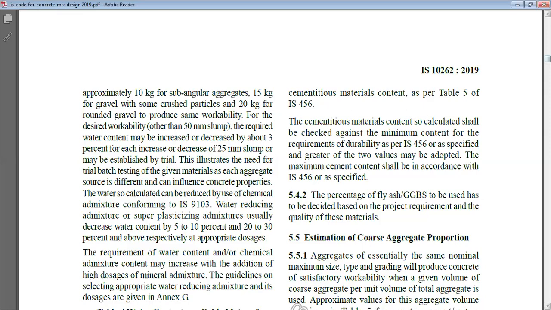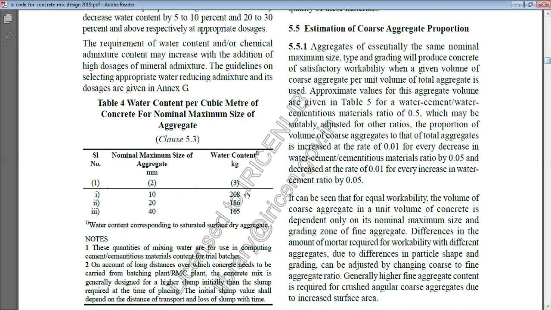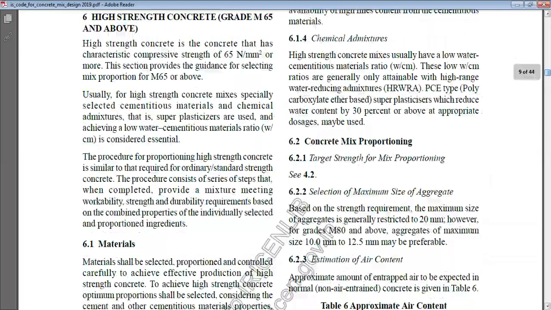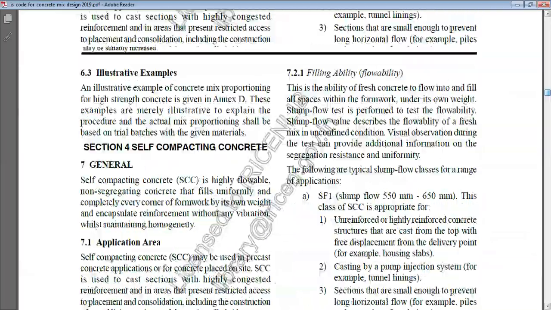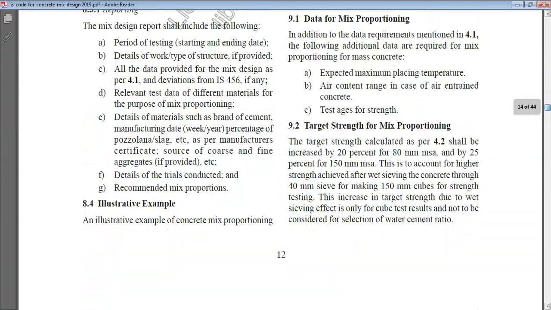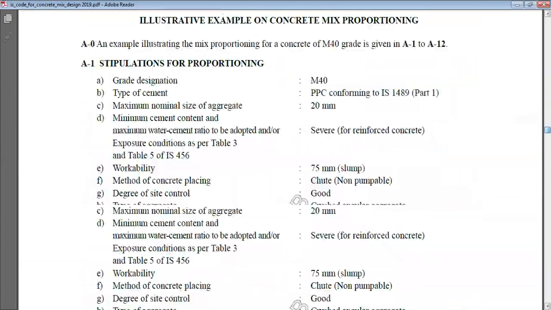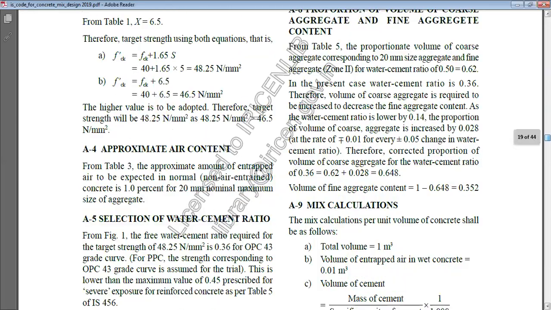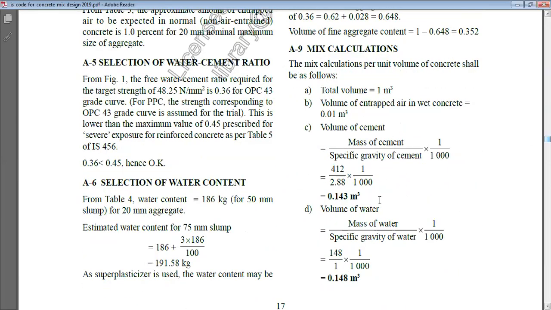From table number 4, for 25 mm we are getting 186 kg of water. Again, we need to increase the water content by 3% because the slump value is 75 mm. The table number 4 value is calculated based on a slump value of 50 mm. If it is more than 50 mm, we need to increase water by 3% for every 25 mm increase in the slump. So we increase the water content by 3%, and the water content becomes 191.58 kg.